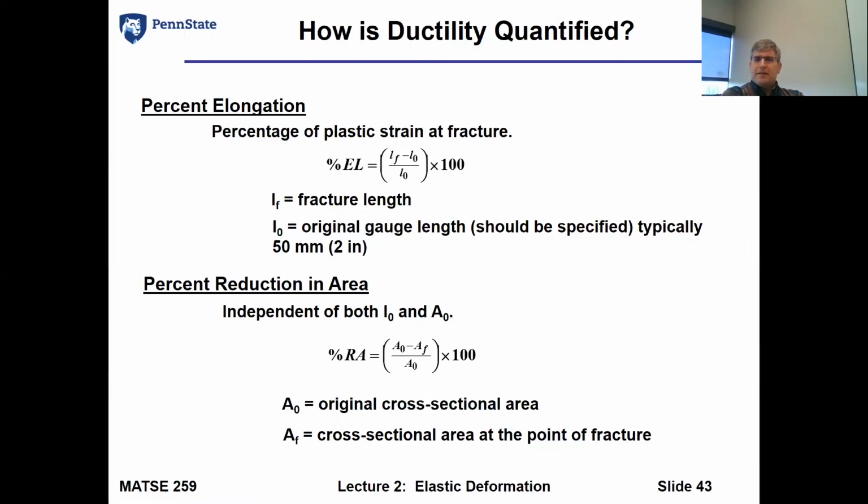So ductility, going back, is that change, that strain that we saw, and some way of being able to define that. And there's two ways that we look at it: percent elongation and percent reduction in area. So what we're doing is we're taking that strain that we're measuring and we're giving it a percentage value. And it can either be that strain in the linear orientation or the percent reduction in area.